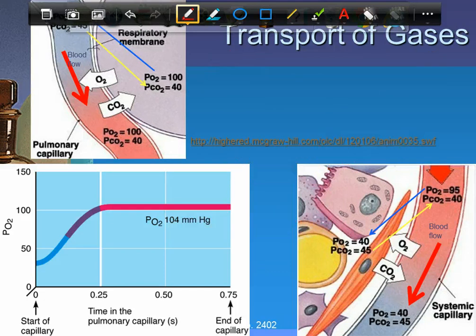Okay, so this is your alveolus right there, and here's your blood vessel. Notice the blood flow.